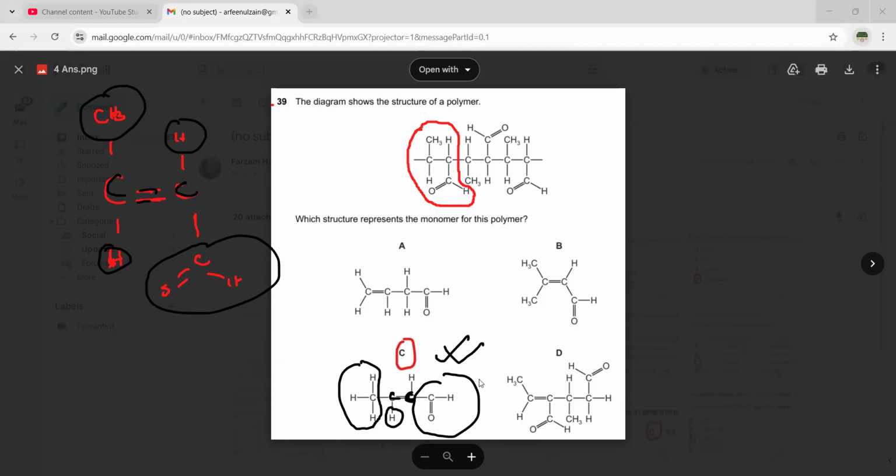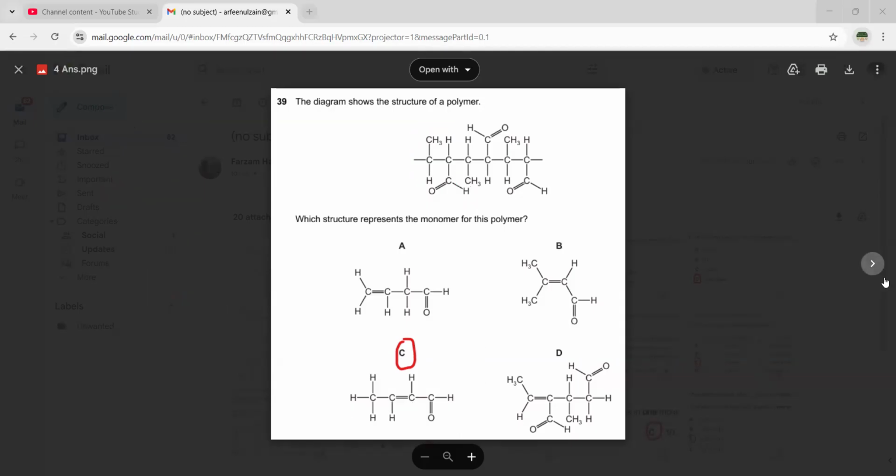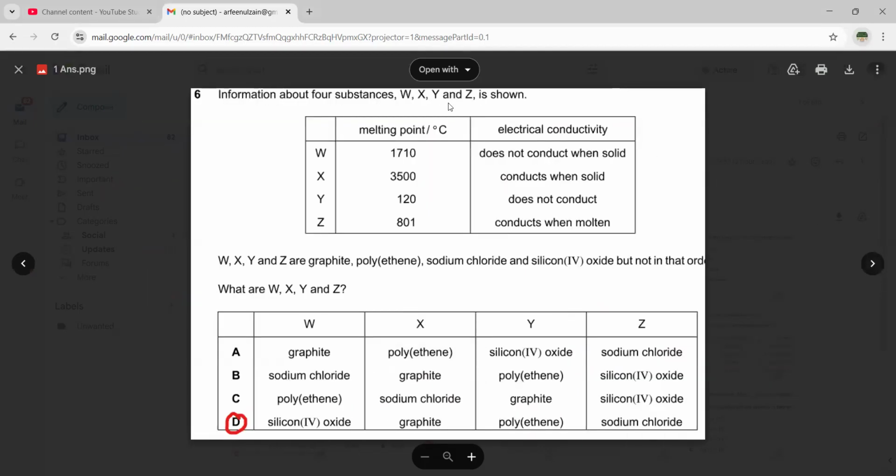So we simply have to identify the structure of the monomer by taking the part of the polymer. The next question is, we have substances W, X, Y, and Z.